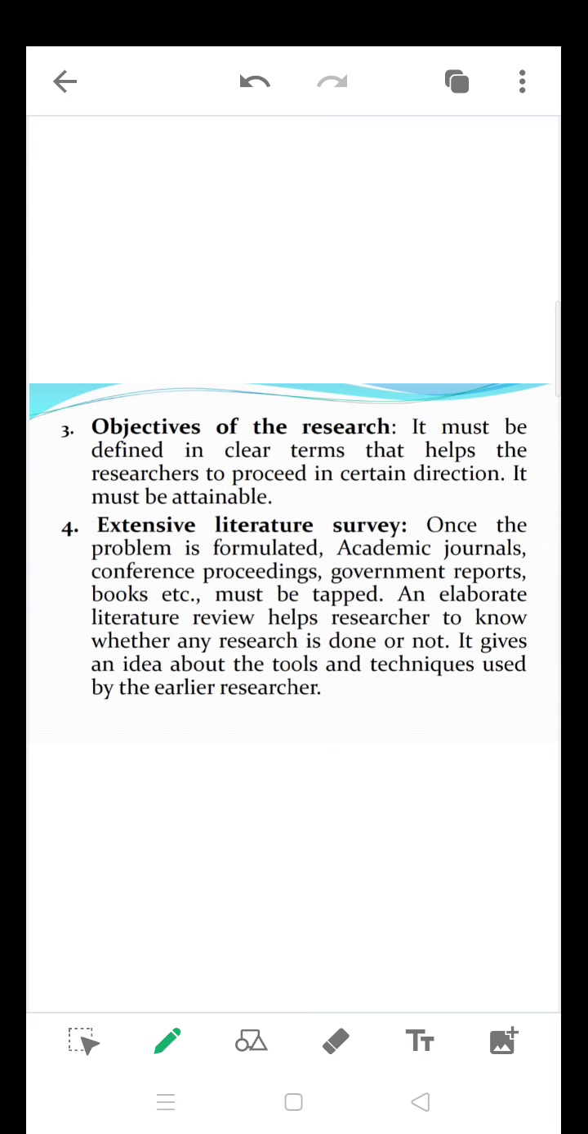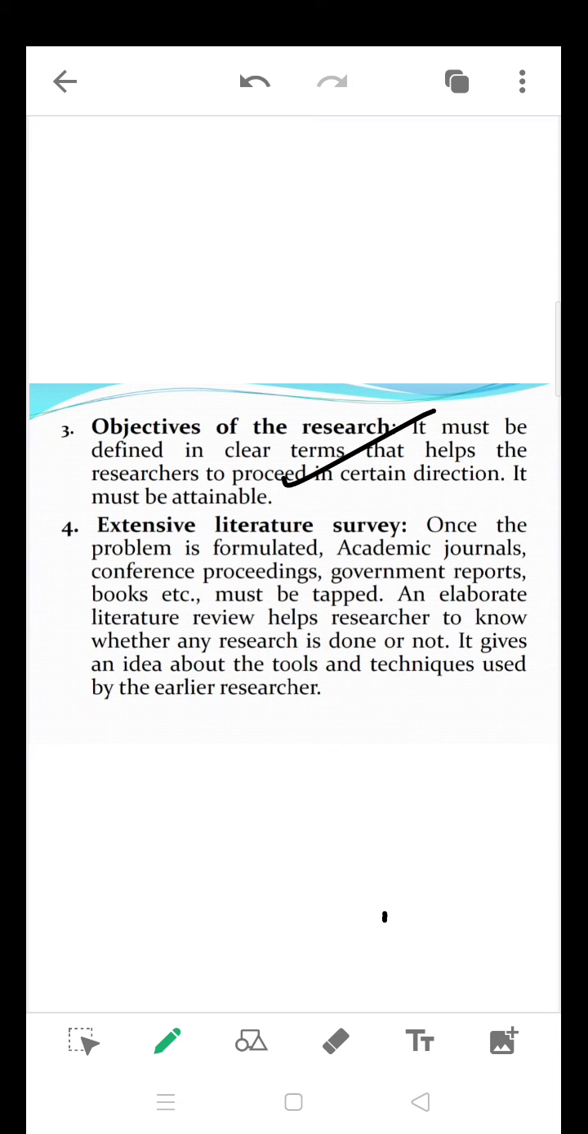So in a research you should have a clear set of objectives, so that it guides the researcher in a certain direction, where you identify the problem and define the problem in order to get a solution to that particular problem. So the objective should be very much clear.